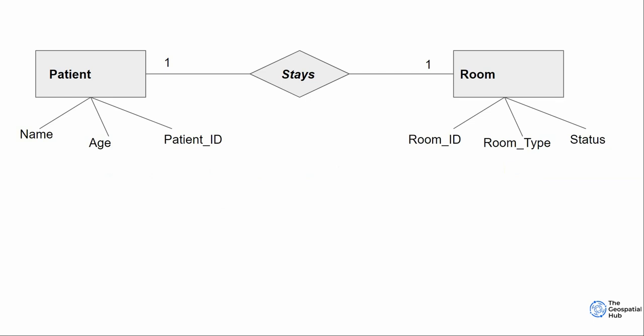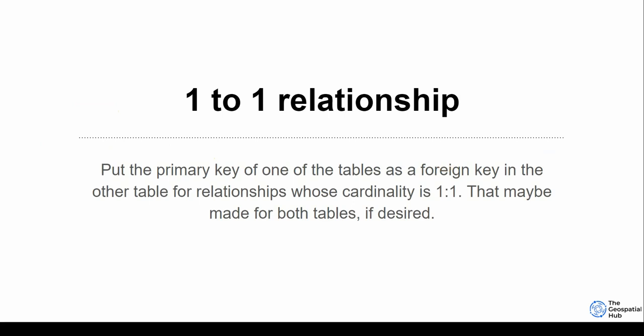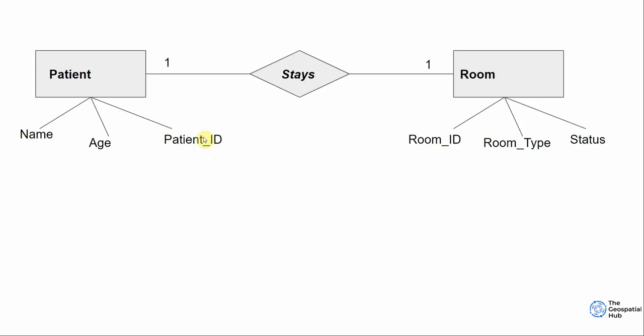To represent this in a logical design, we create the patient table, and after we create the patient table, we put the attributes, and we do the same thing for the room. Now how do we connect these two tables together? We have to connect these tables together by putting the primary key as a foreign key in another table. So we have to put this primary key, the patient ID, as a foreign key in this room table.